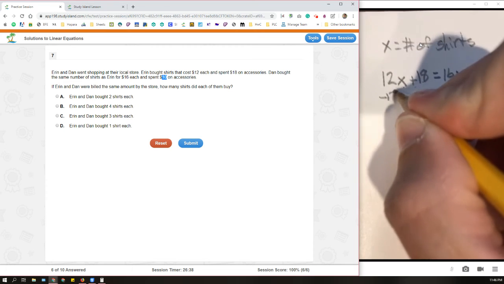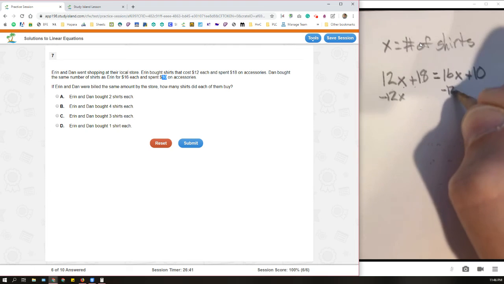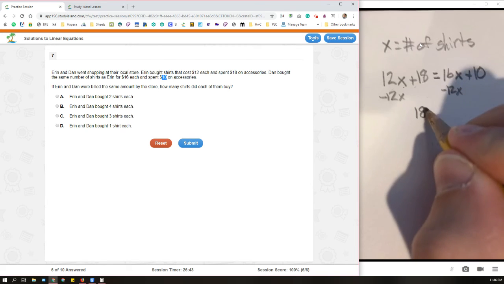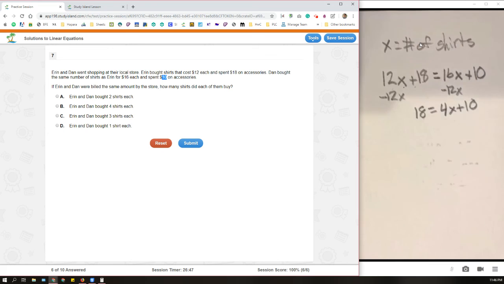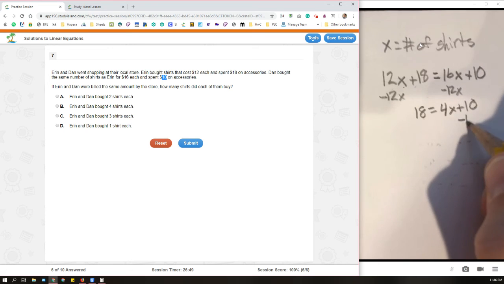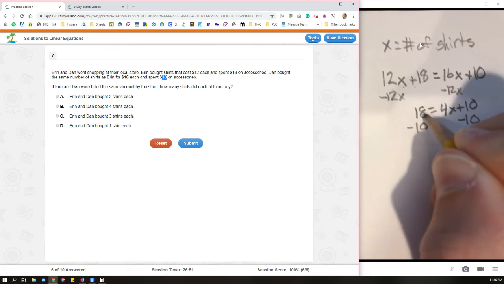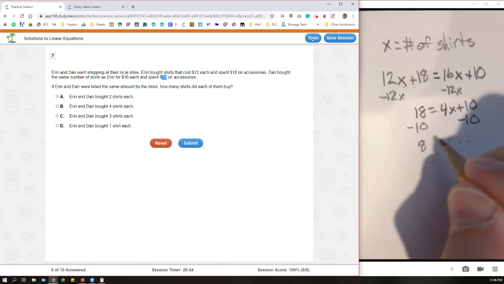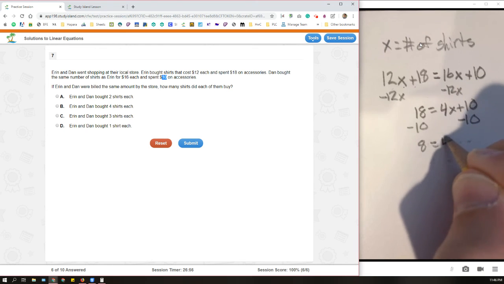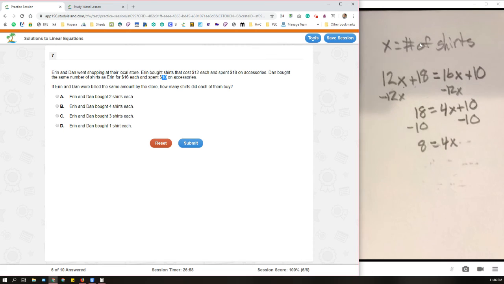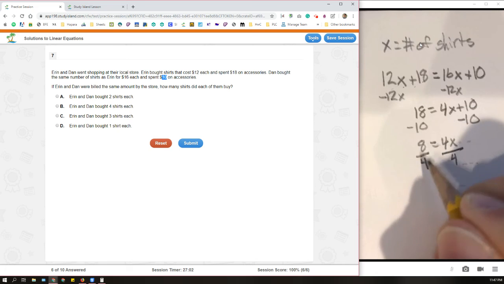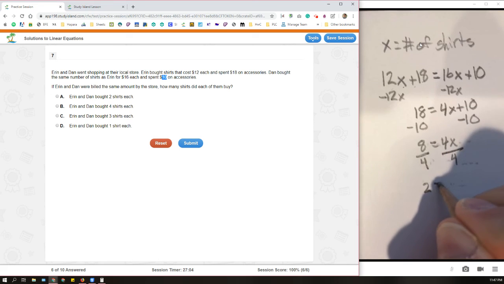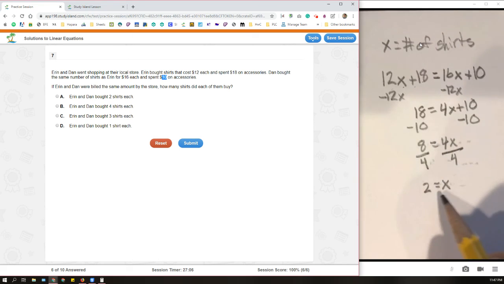I can subtract 12x's from both sides. That gives me 18 equals 4x plus 10. Now I can subtract the 10 from both sides. 18 minus 10 is 8. So 8 equals the 4x. And last but not least, divide by 4 on both sides. 8 divided by 4 is 2, and that equals x. So each of them bought 2 shirts.